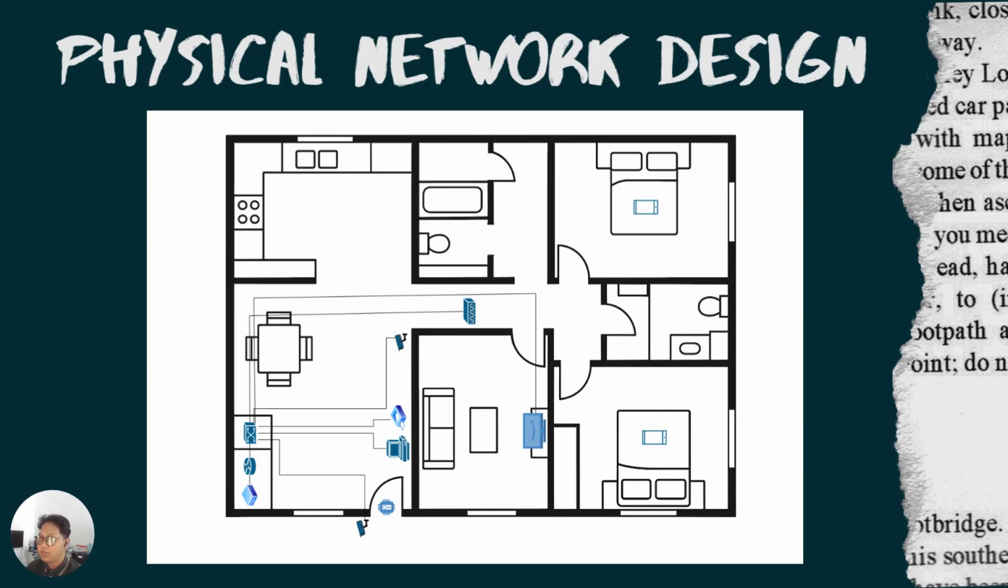And this is the physical network design, which is in the living room. There are router, modem, and also switch. The access point is in the middle of the room. The living room also has CCTV, printer, and PC.